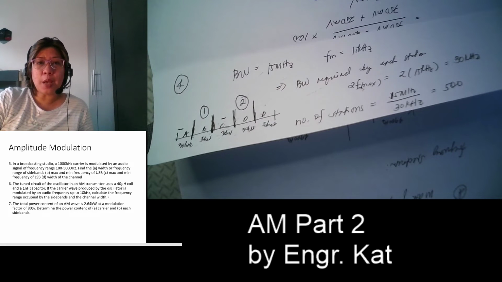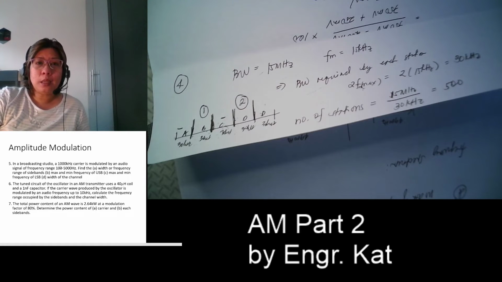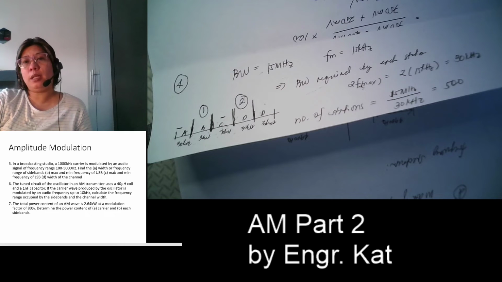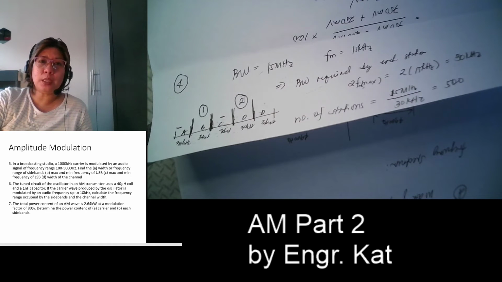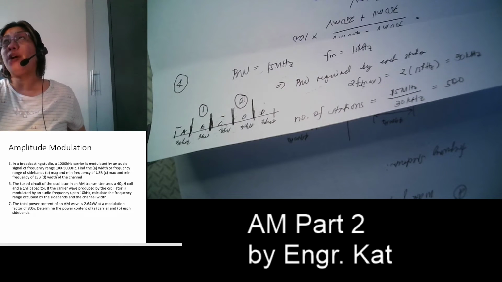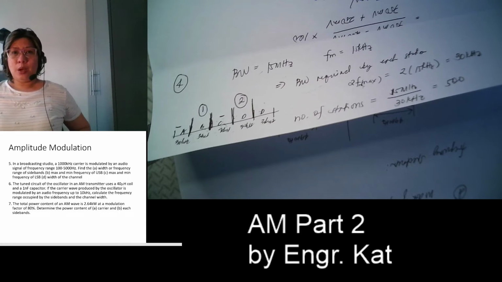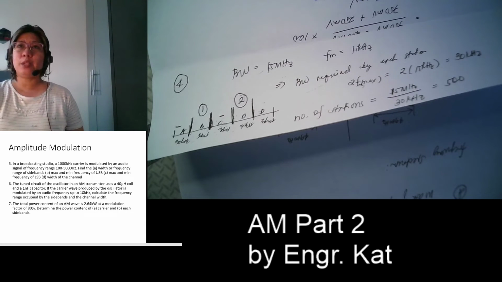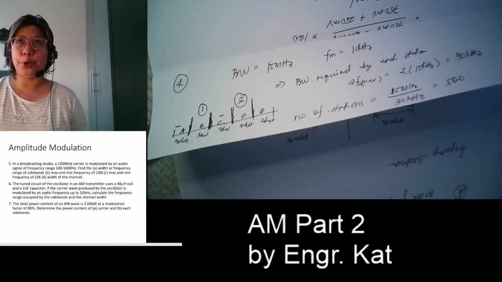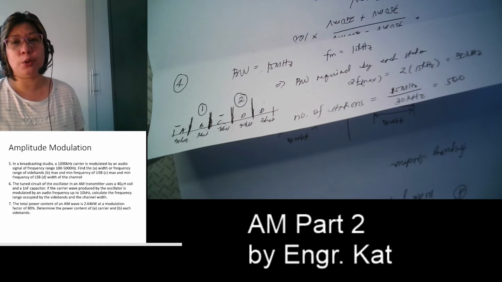Let's have another example. In a broadcasting studio, a 1000 kilohertz carrier is modulated by an audio signal of frequency range 100 to 5000 hertz. In this case, we are not just using a single frequency modulating signal. Rather, we have a complex waveform ranging from 100 to 5000 hertz, so the maximum is 5000 and the minimum is 100.